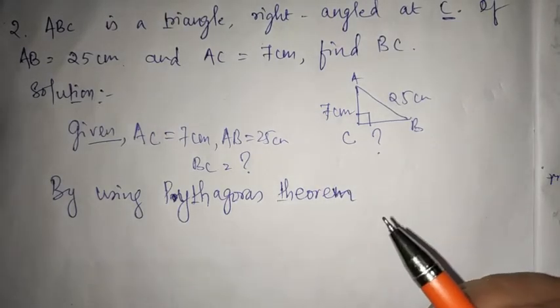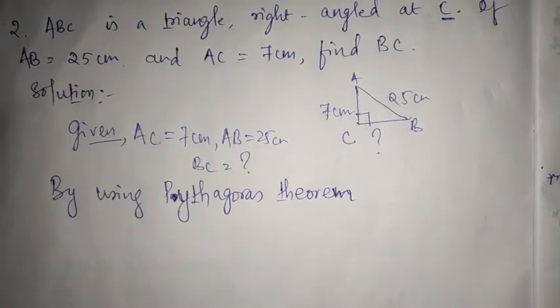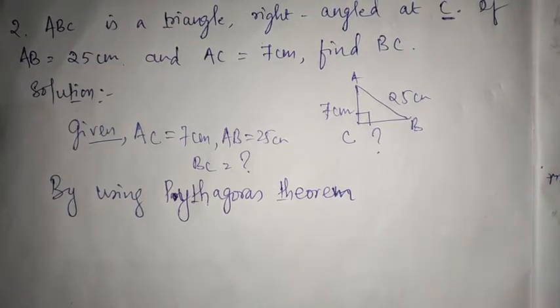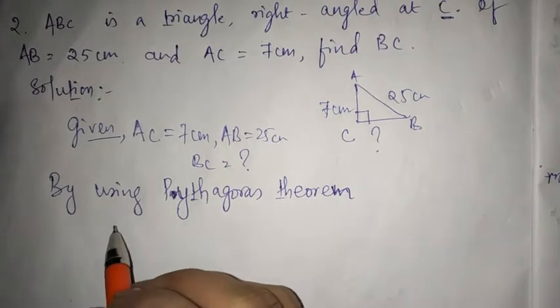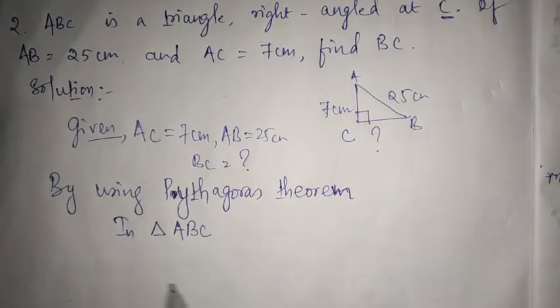Based on him, the property has arrived, or he gave the theorem to find any unknown side in a right angle triangle. So based on him, the name is there. Alright. So in triangle, what is the name of the triangle? ABC. So what is the formula? We know what is the formula.